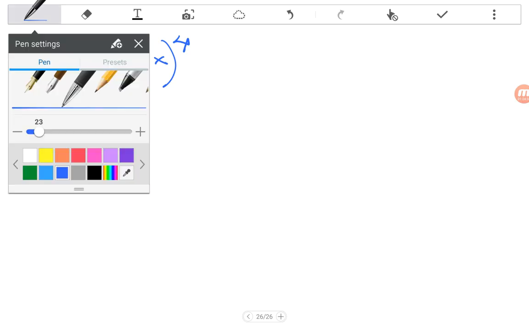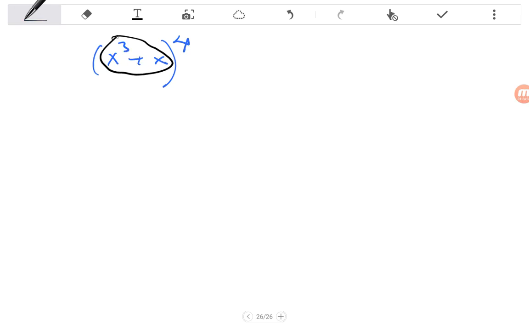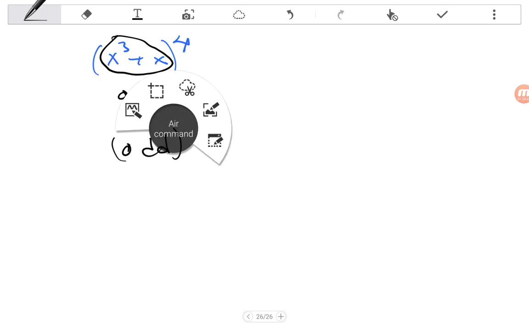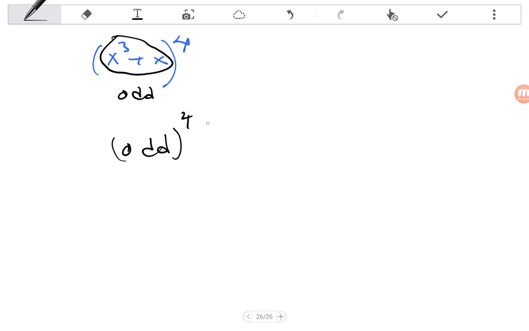If I had x cubed plus x all power 4, this is the insider function. The insider function is odd. So I have here odd power 4. The outsider function is power 4. Is the function power 4 odd or even? It is even. We have learned that this is even. So because the insider function is odd, the kind of the function is as the outsider. The outsider is even, so the function will be even.